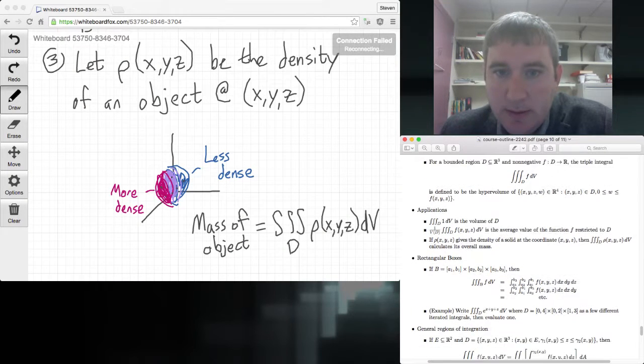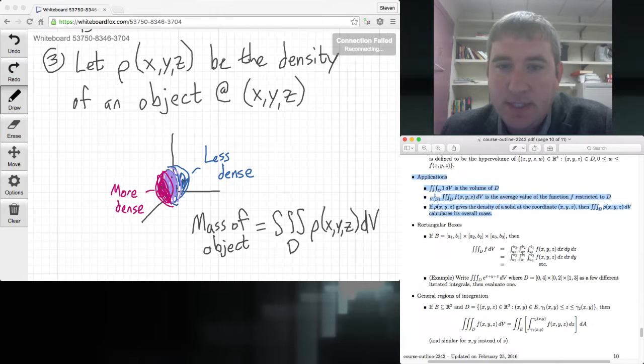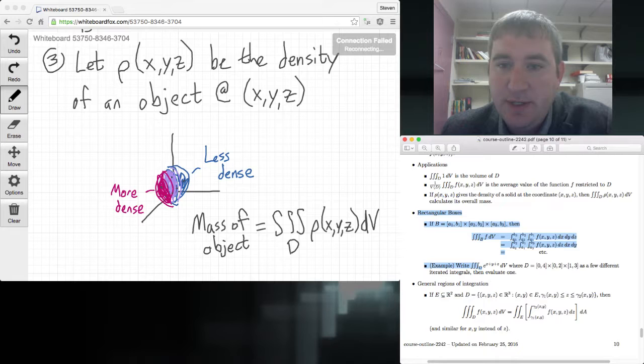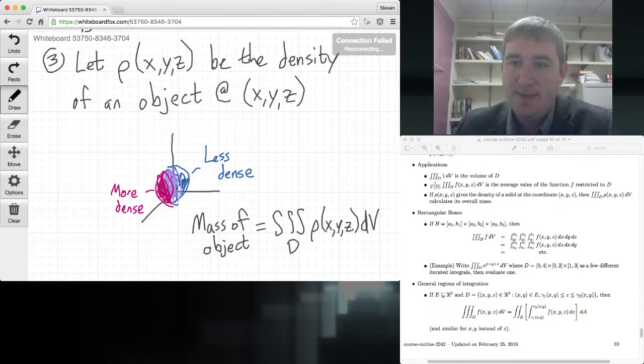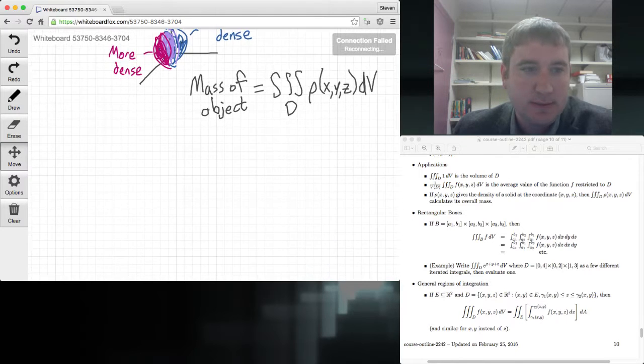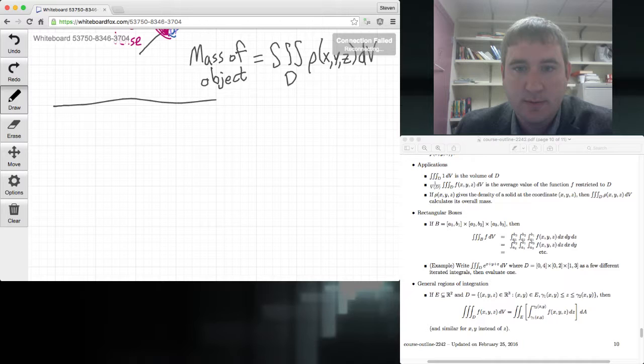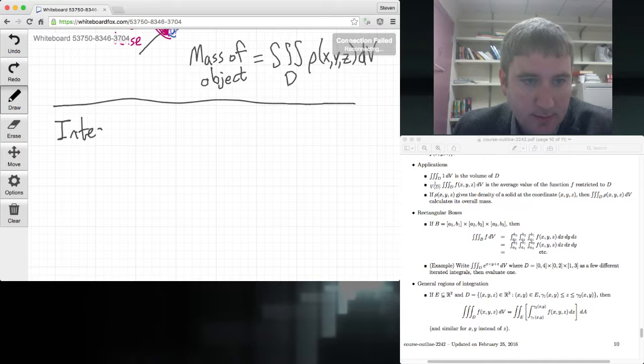Let's see. So that kind of covers all the different applications that I want to talk about. Let's talk about how I actually compute these. Well, the good news is, if the thing you're integrating over is really simple, if it's just a box, then just like integrating over rectangles was easy, integrating over boxes is not too bad either. So, integration over a box.